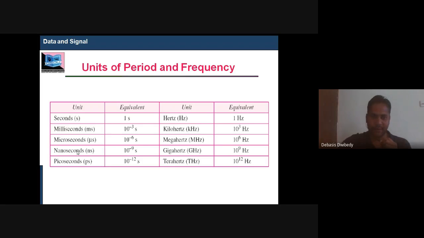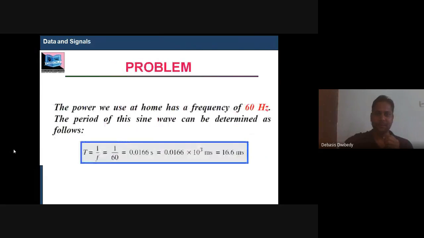Then 1 nanosecond, equivalent to 10 to the power minus 9 second, is equivalent to 1 gigahertz frequency and equivalent to 10 to the power 9 hertz. Okay. Then 1 picosecond, which is equivalent to 10 to the power minus 12 second, is called 1 terahertz in frequency and 10 to the 12 hertz. Okay, I guess you understand this table now. Now come to some problems. When we deal with some practical scenario, we must deal with some problems. Okay, so let us understand this problem.